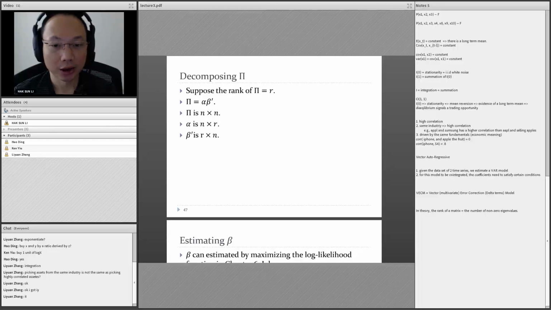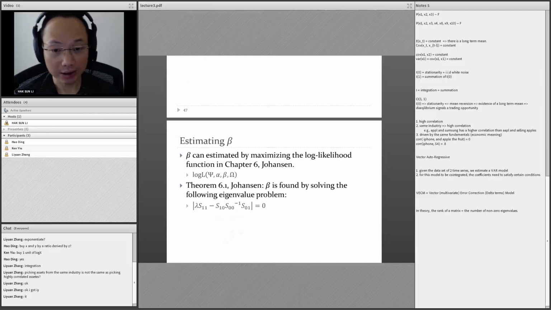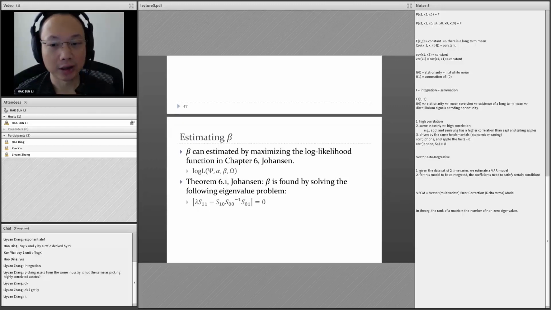So usually beta is computed as the result of a maximum likelihood process. You can take a look at chapter 6 in Johansen's book, which has the log likelihood function for co-integration. This equation is huge; it fills up about half a page if I remember correctly. It's a very complicated mathematical function, but you don't need to know that. All you have to know is that beta is the result of maximizing this log likelihood function, and the way to do it is to use software.